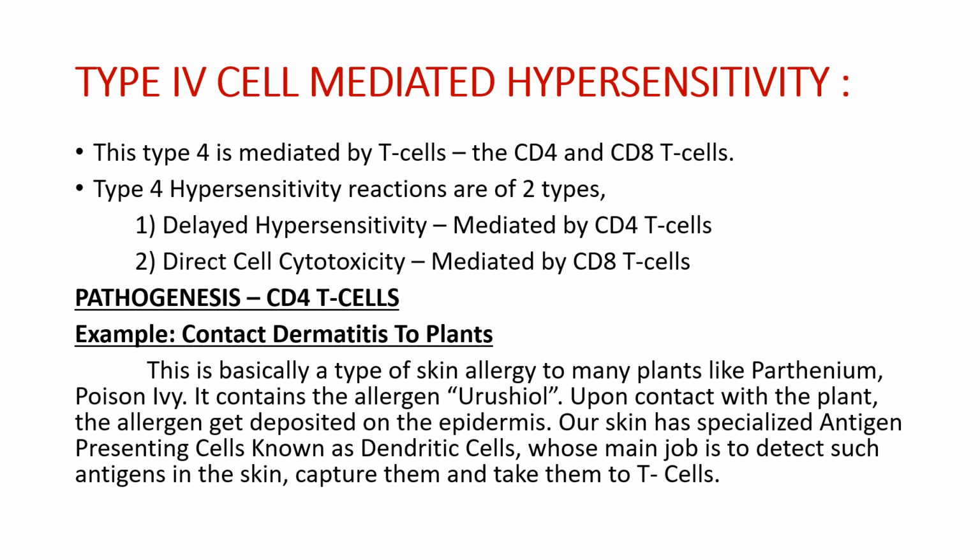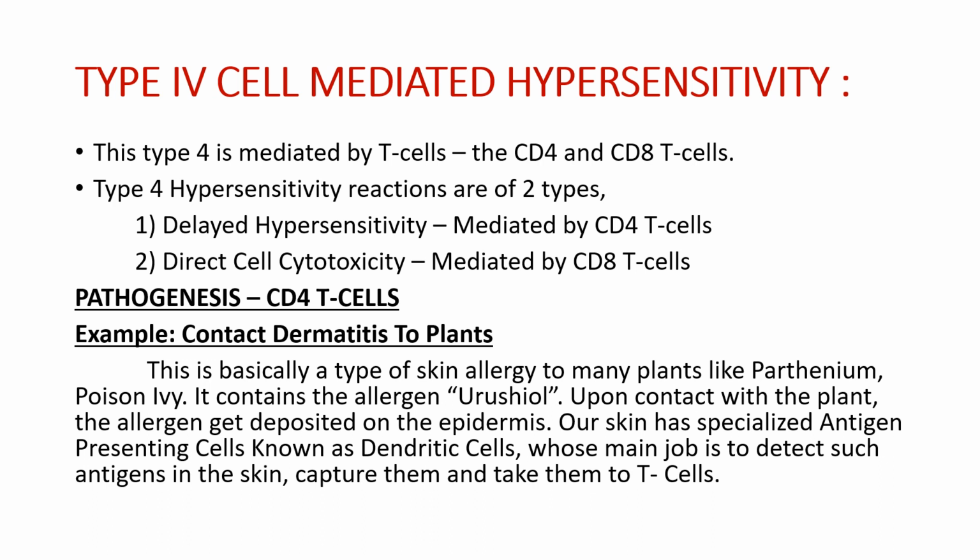Pathogenesis, CD4 T cells. Example, contact dermatitis to plants. This is basically a type of skin allergy to many plants like parthenium and poison ivy. It contains the allergen urushiol. Upon contact with the plant, the allergen gets deposited on the epidermis.